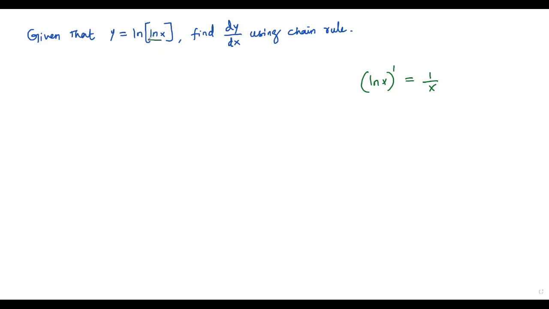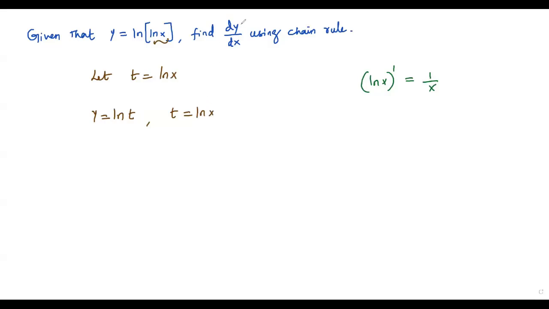So since I need a single variable in place of this ln x, we can assign a new variable for it. That is, let t equal ln x. Then the given function becomes y equals ln of, for this ln x we have assumed t, so we get ln t. And we already know that t is equal to ln x.